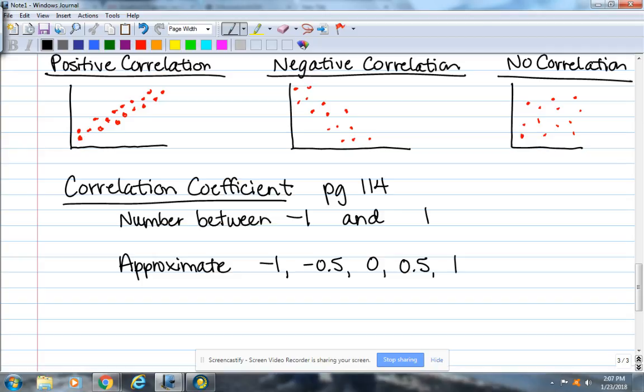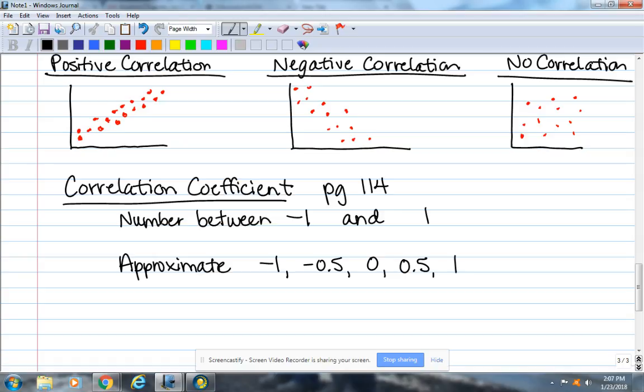Then if we have a correlation coefficient of a +1, then that means it looks very close to making a straight line, and it's a positive correlation. Likewise, if we have a correlation coefficient of a -1, that means it looks really close to a straight line, and it has a negative correlation. Does that make sense? Okay.